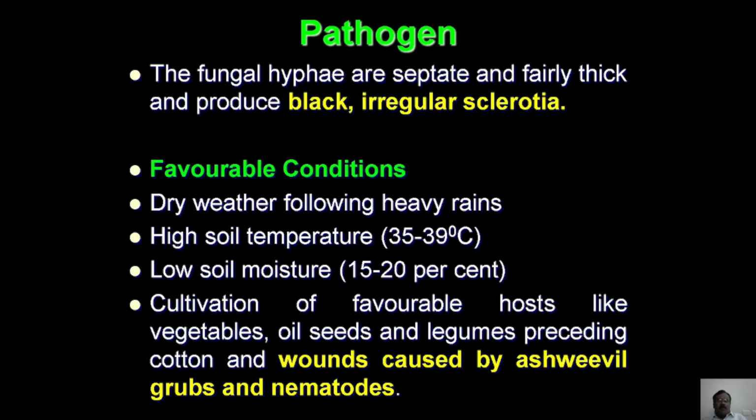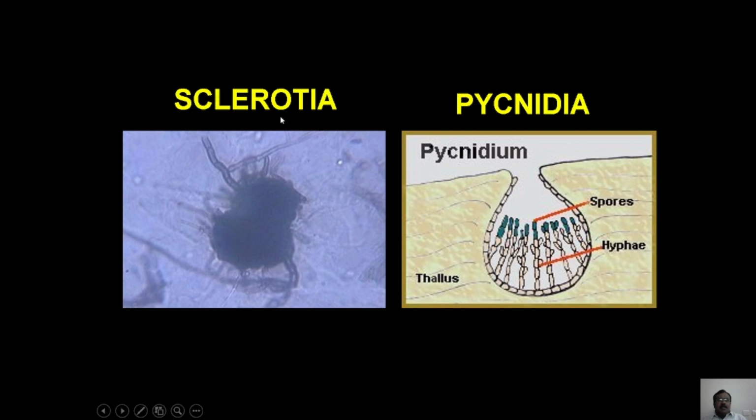Dry weather followed by heavy rains, a soil temperature of 30 to 35 degrees and low soil moisture are all favorable environments for the development of this pathogen. Besides, the cultivation of favorable hosts like vegetables, oil seeds, and legumes preceding the cotton crop, and the wounds caused by ash weevil grubs as well as nematodes, are all favorable for the development of this disease under field conditions. This is the typical irregular black sclerotia, and this is the pycnidium produced by Macrophomina phaseolina.